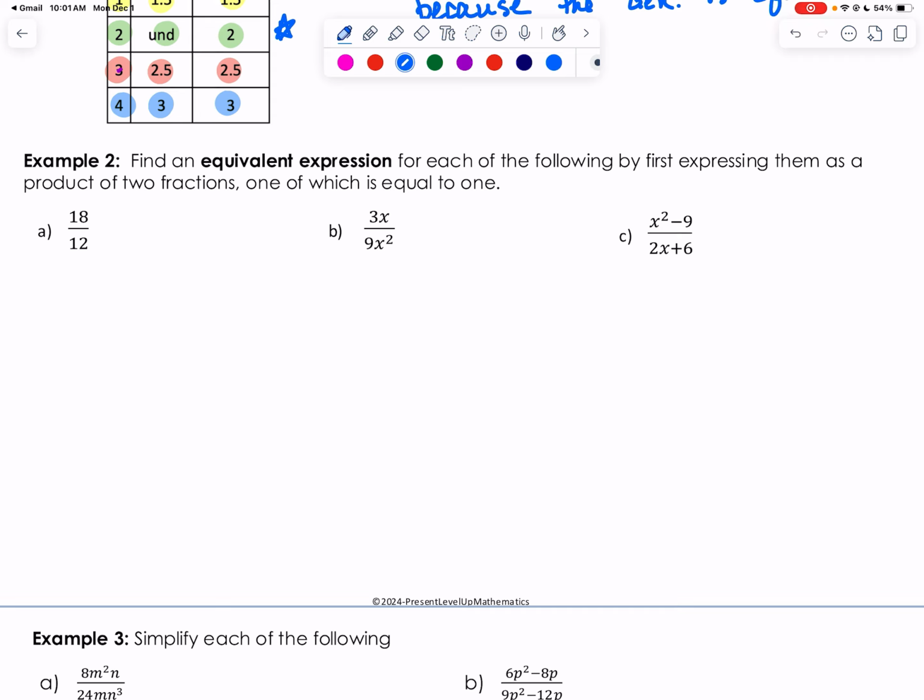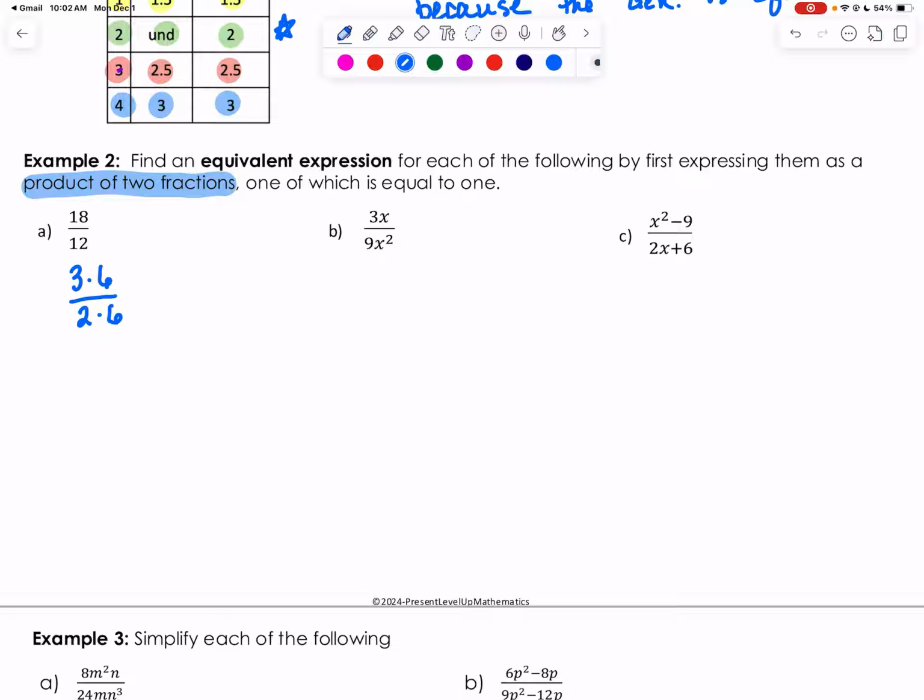So what I'm going to do is rewrite 18 and 12 as a product of factors. So for 18, I'm going to rewrite that as 3 times 6. And for 12, I'm going to rewrite that as 2 times 6. Now I'm going to split these two numbers apart because it says I want to write them as a product of two fractions, one of which is equal to 1.